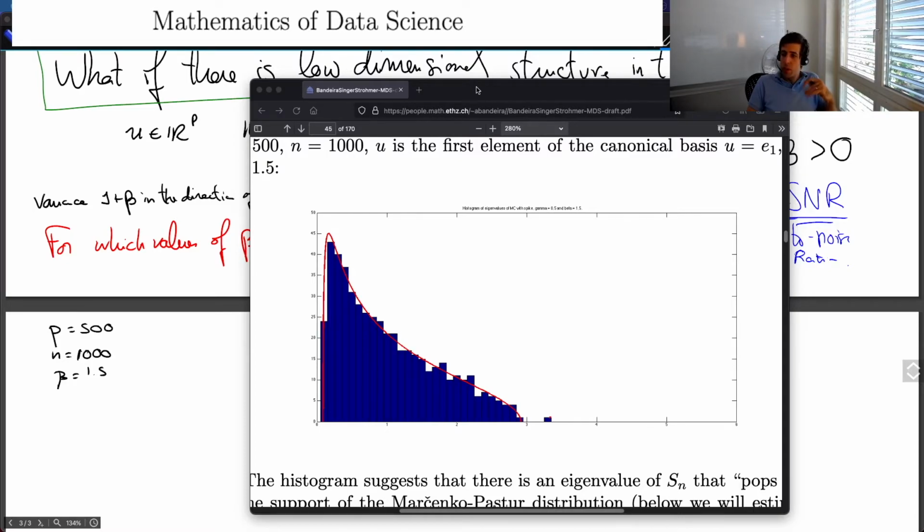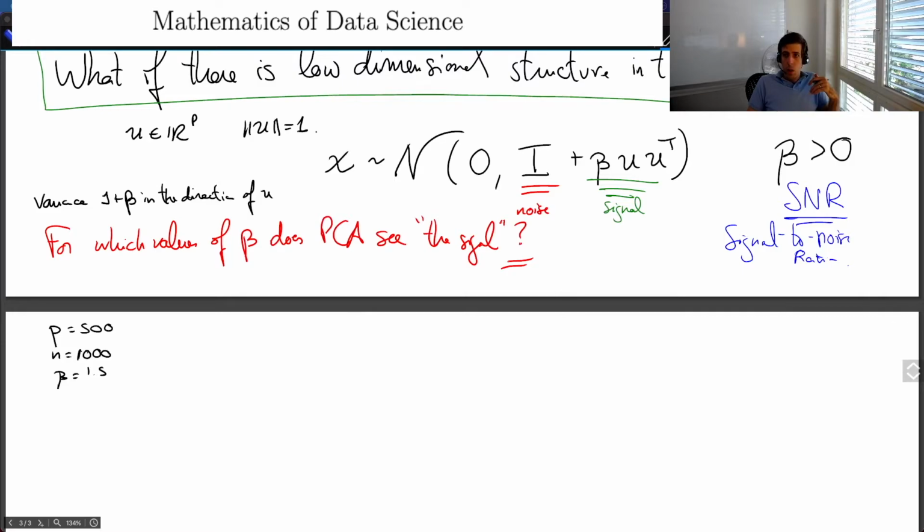The natural question is, can we understand this? Can we mathematically understand for which values of beta we see an eigenvalue popping out of the support? This is now the interesting mathematical question. For which values of beta can PCA see the signal?